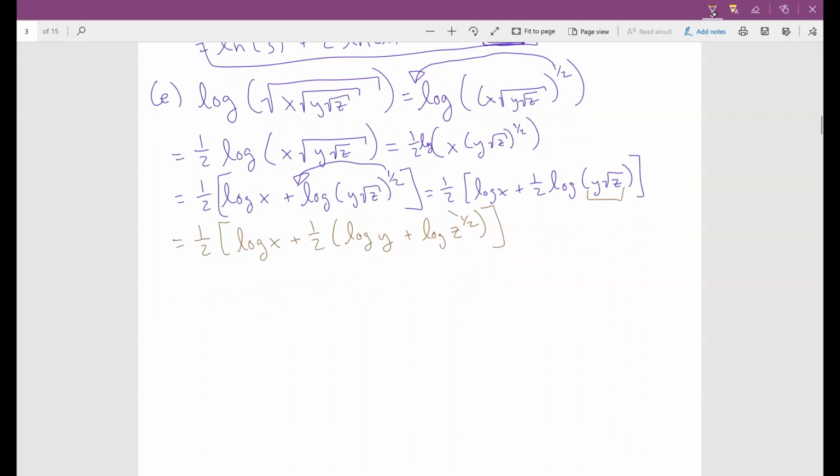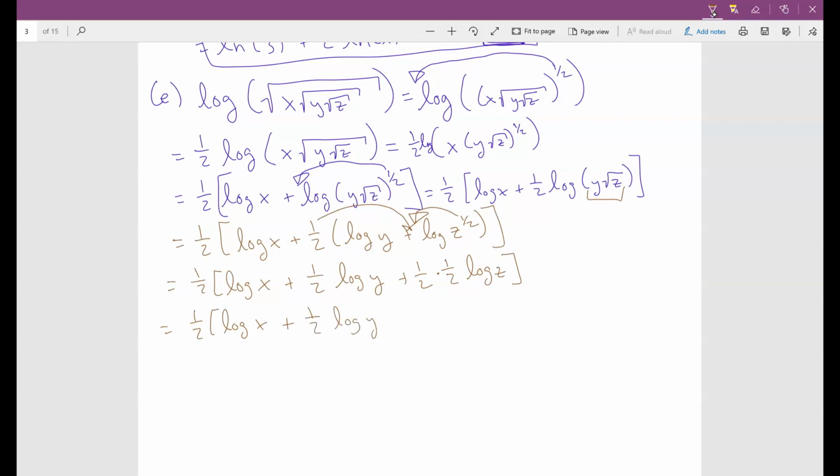Okay, and now I can just move this to the front. So it's going to be 1/2 log x plus 1/2 log y, plus, I'm going to bring this 1/2 over. But notice that there's another 1/2 that I'm bringing over, so there's two 1/2s there. And then log of z. So you're going to have 1/2 log x plus 1/2 log y plus 1/4 log z.